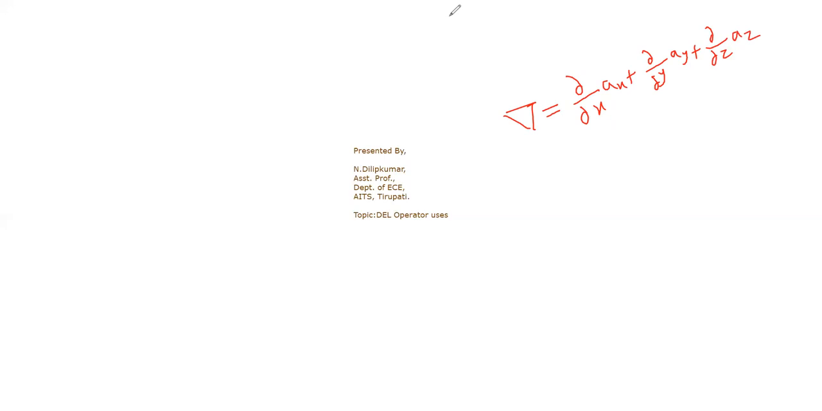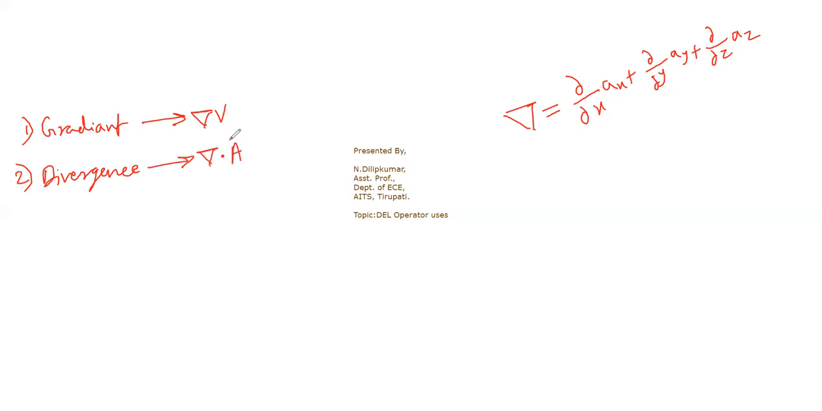Now let's move on to the usage of the del operator. First, it can be used in the gradient. In gradient, it acts on a scalar, and it can be written as del V. Here del is the operator and V is a scalar. Then the del operator can be used as the divergence, represented as del dot a bar. So del dot a bar is called the divergence of a vector a bar. Then the del operator can be used as a curl, and it is represented as del cross a bar.